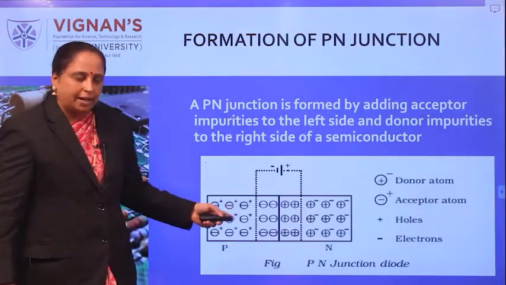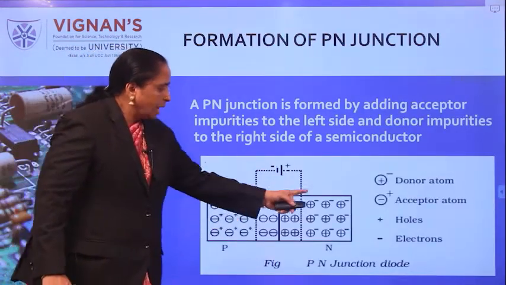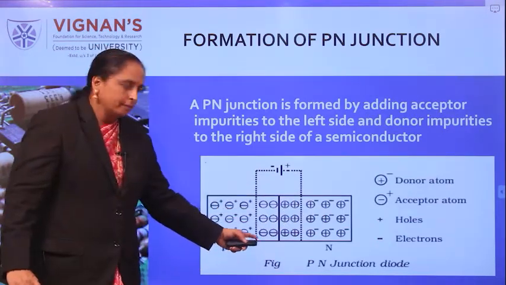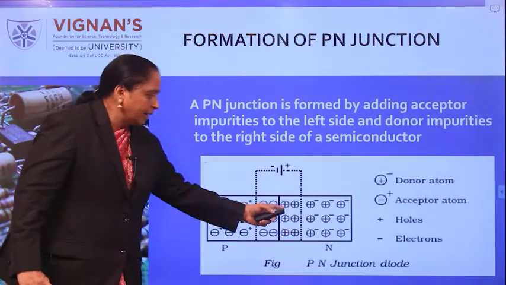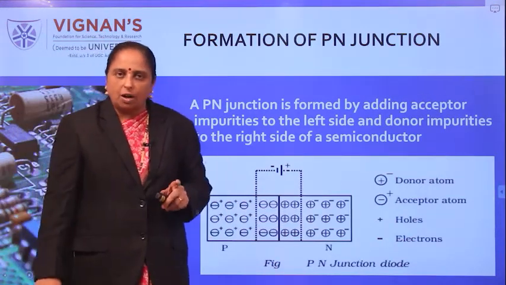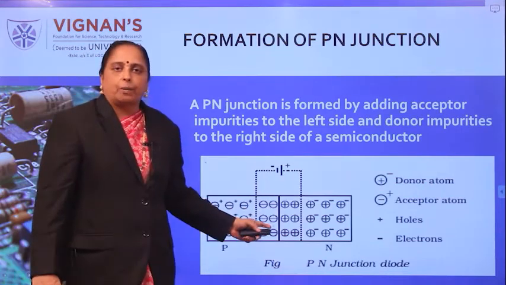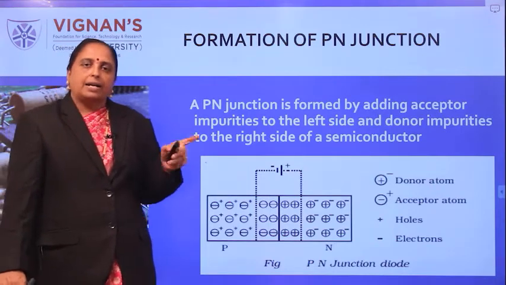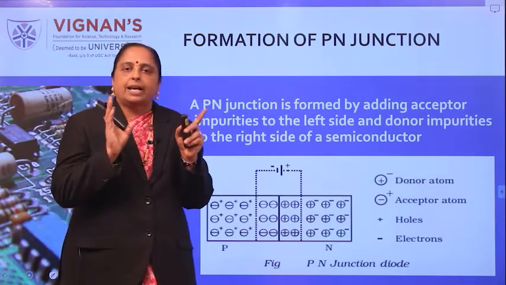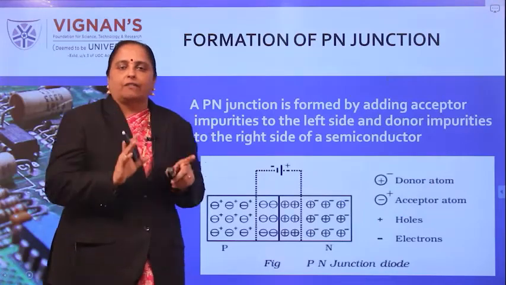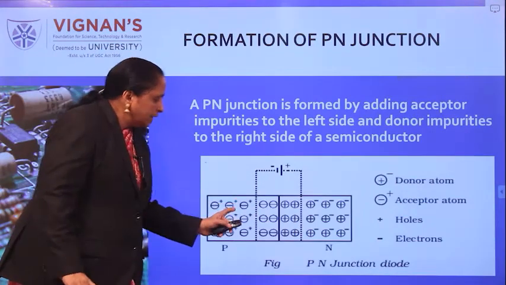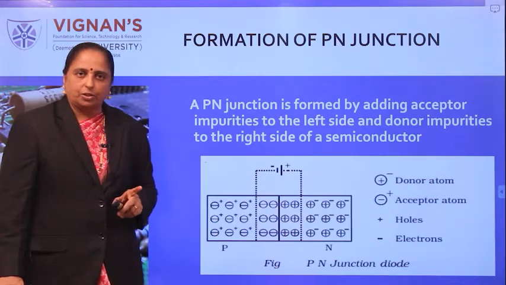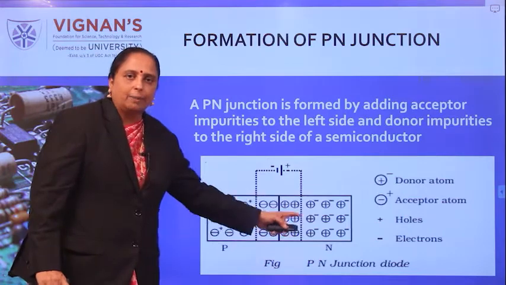If you see the next diagram, here is the P side and this is the N side. Very few holes jump to the other side leaving negative ions. Very few electrons jump to this side leaving positive ions. Now, if you see, the ions are immobile. In the last class we studied very clearly that the ions are immobile, and another characteristic of these ions is they exhibit very strong electric field intensity. Therefore, P side negative ion distribution, N side positive ion distribution. So, a strong barrier will be formed.